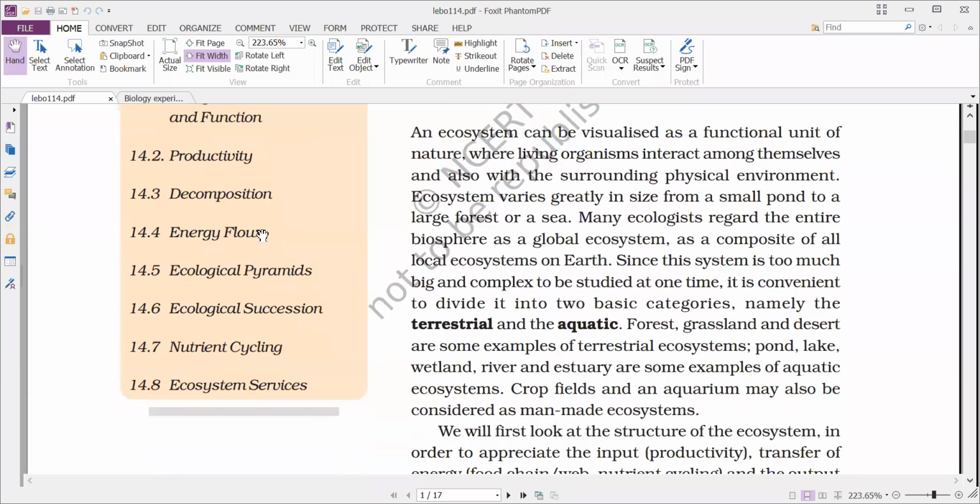And next, we'll discuss the process of decomposition, how the decomposition of substances will take place. And next, energy flow, that means how energy flows through the ecosystem from one trophic level to another trophic level. That is the food chains and food webs. And next, we'll go with the ecological pyramids: the pyramid of numbers, pyramid of mass, pyramid of energy.